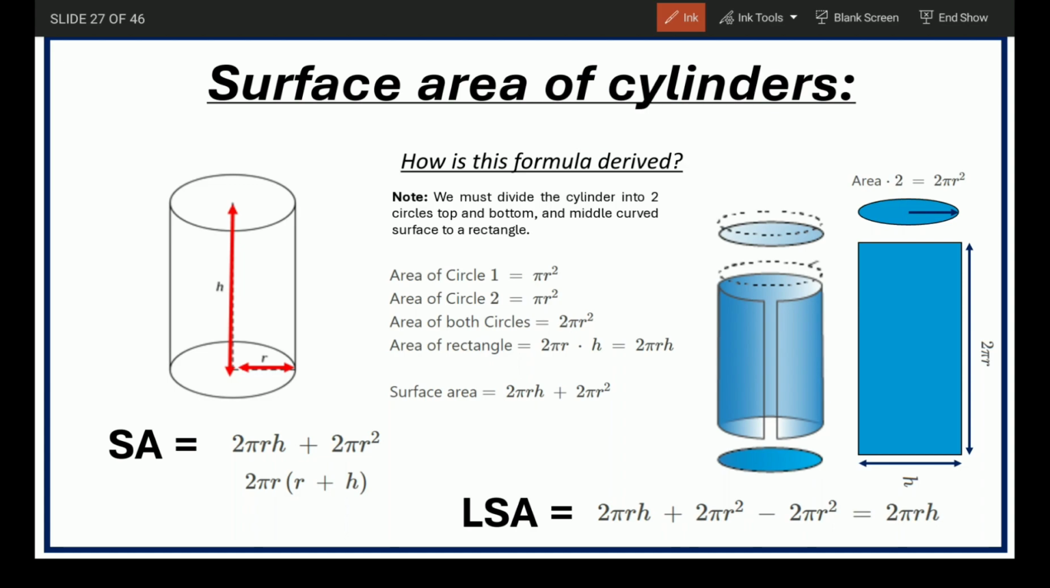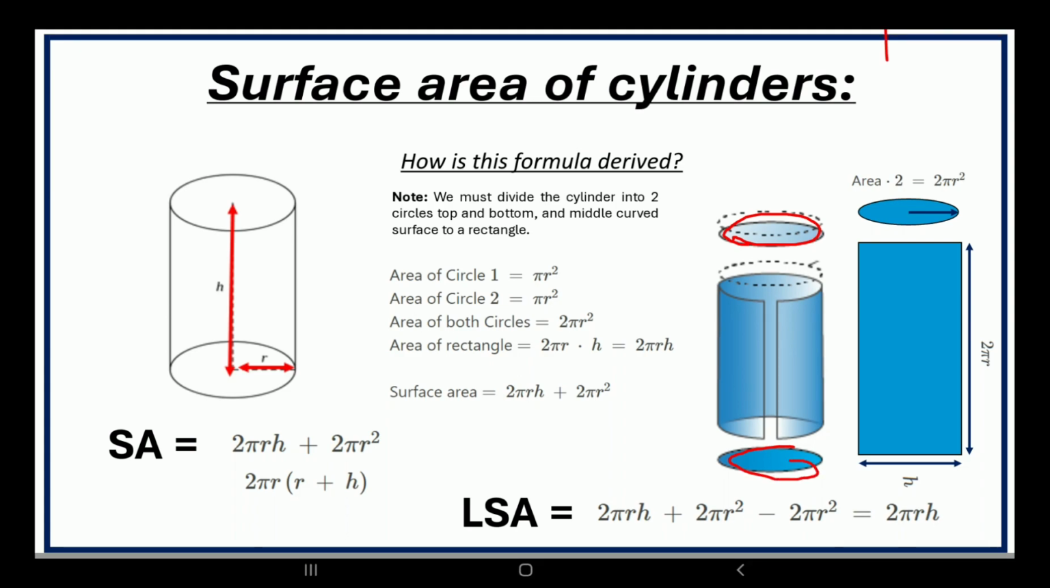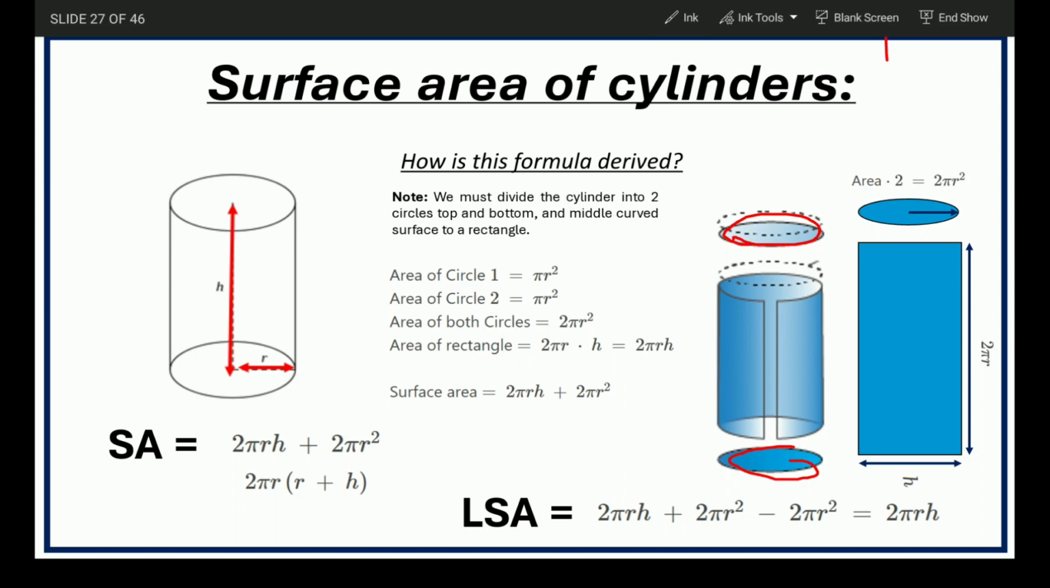Firstly, a cylinder can be divided into circles at the top and bottom, and the middle curved surface as a rectangle. Now we divide it into 2 circles, top and bottom, and the middle curved surface into a rectangle as shown here. Now, as we know, area of a circle is pi r squared. So we take this one as pi r squared and this one also as pi r squared. So there we get 2 pi r squared as the area of both the circles.